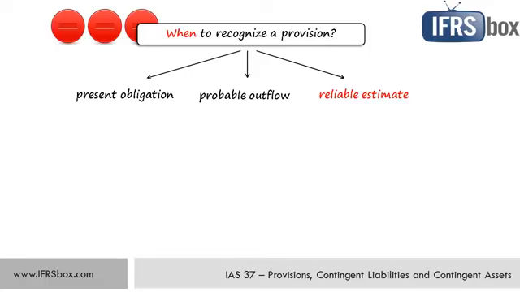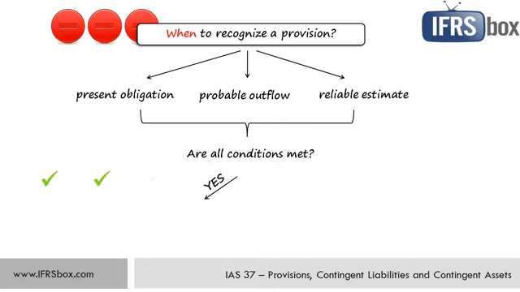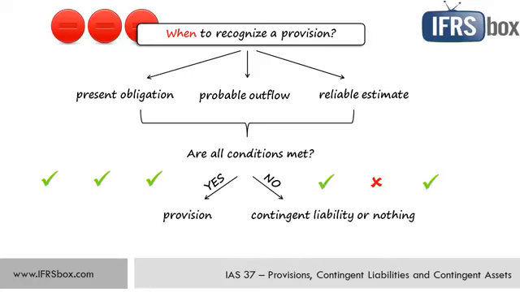So when deciding on recognition of a provision, we must assess all three conditions. If they are all met, then the provision is recognized. If not, and just not meeting one condition is sufficient, then the entity just discloses a contingent liability, or even nothing if the probability of outflow of benefits is remote.